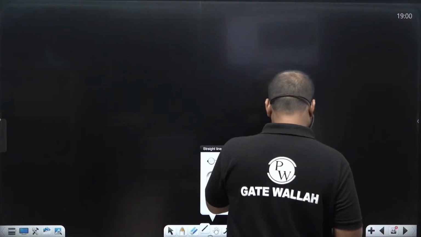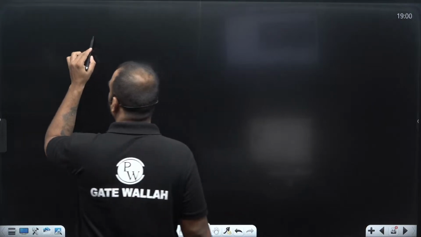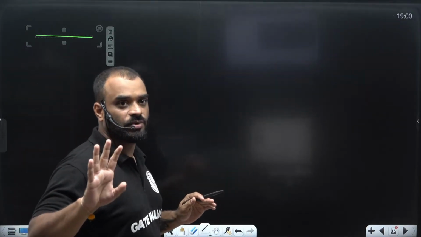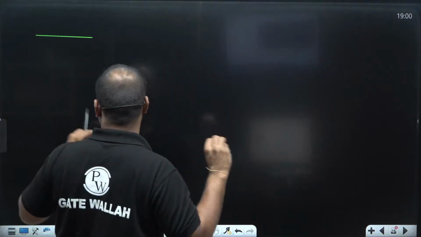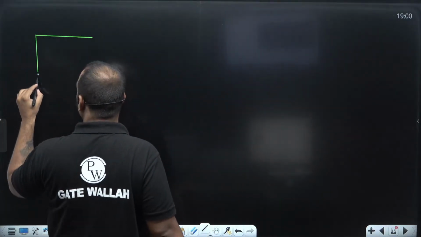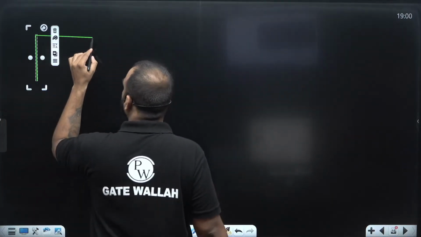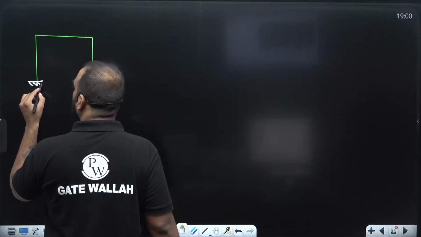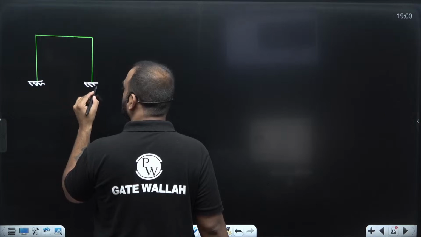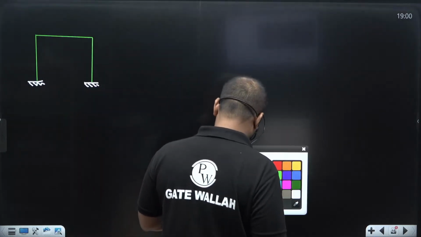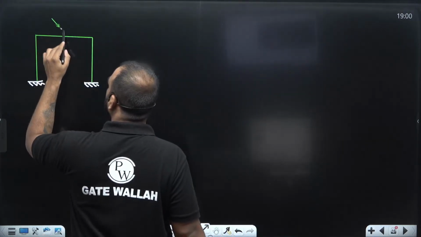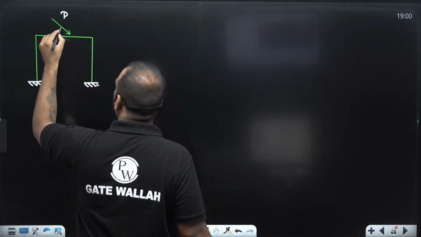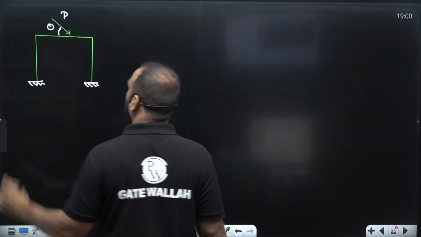Now let us take another example. Listen very carefully. Then we will finalize it so that you are able to understand each and everything. Thank you so much, Bhanu. Listen guys, let us suppose this is a portal frame, and on this portal frame, let us consider we have some inclined load whose value is P, again at an angle of theta.